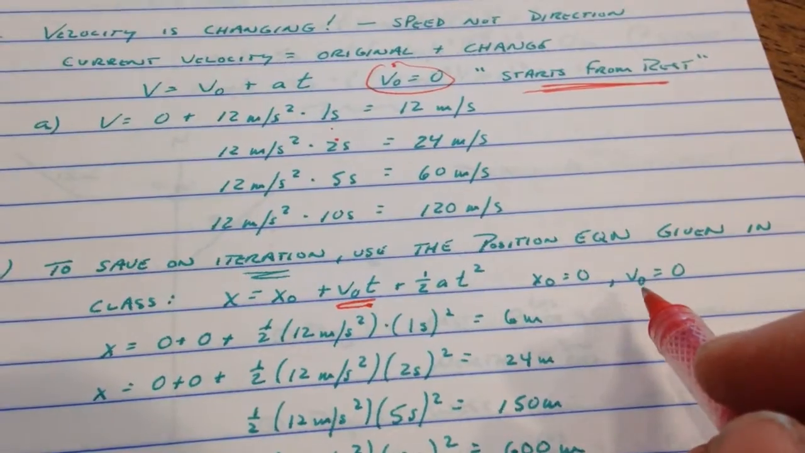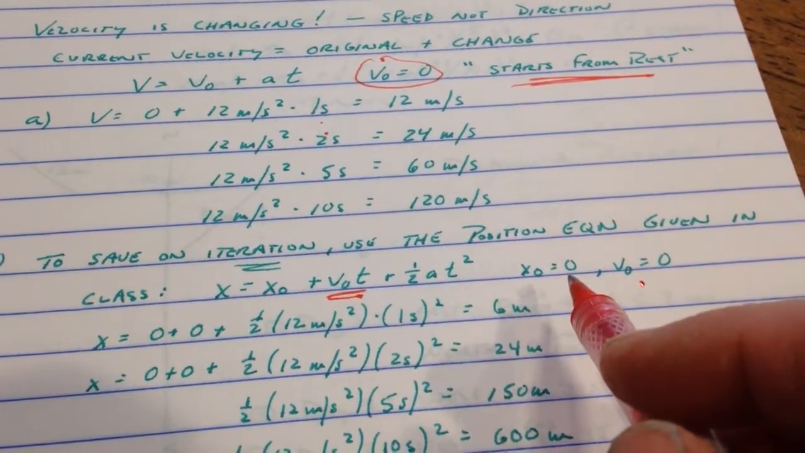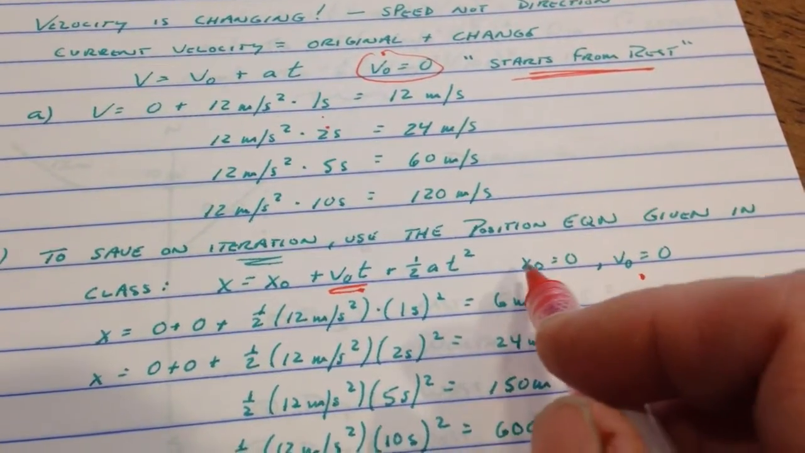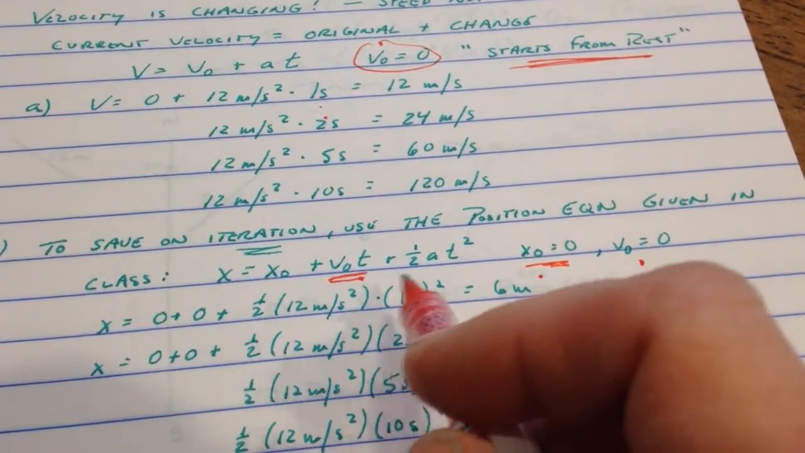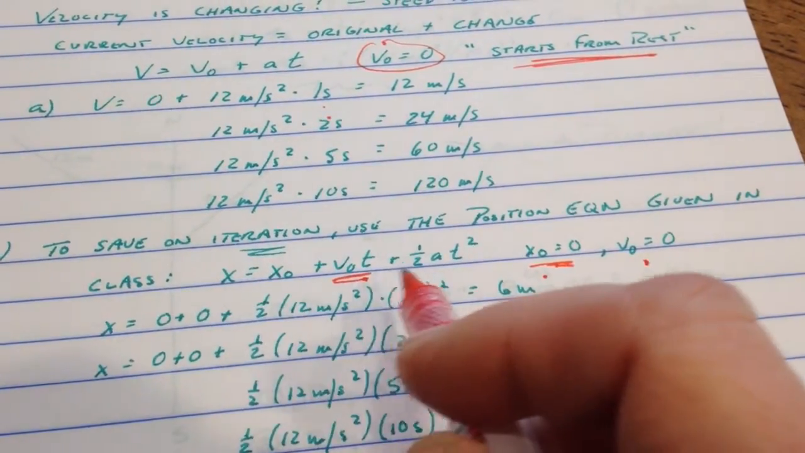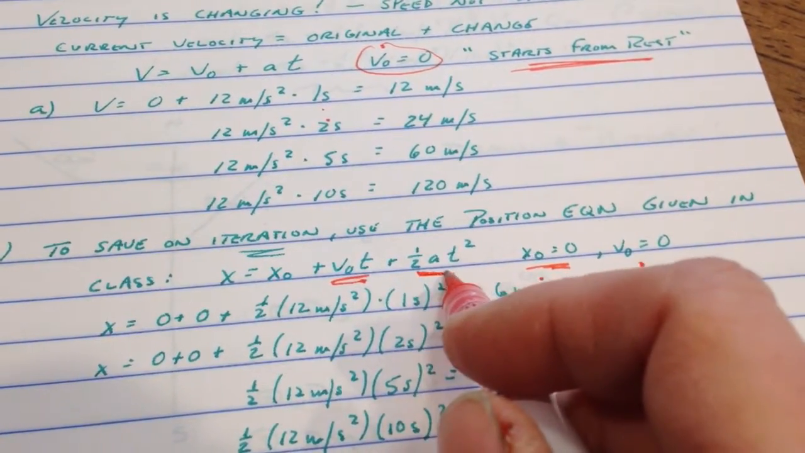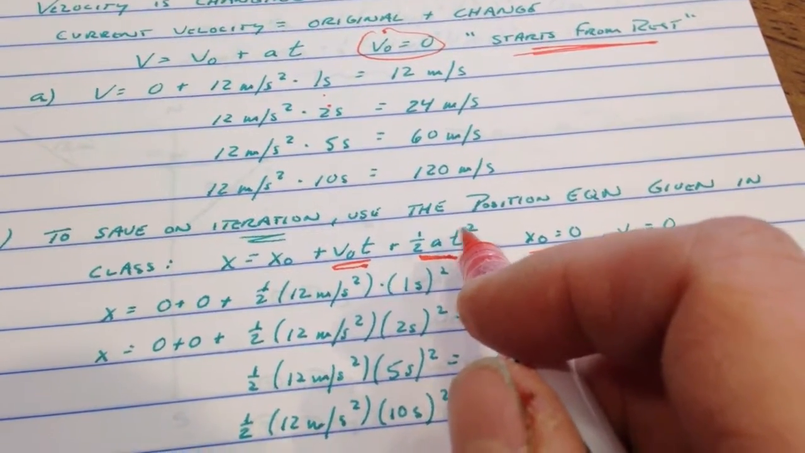Since the car is starting from rest, the original velocity happens to be 0, but sometimes, as we'll see further on, that's not going to be 0. The original position is going to be 0 as well, because that's a convenient way of having things drop out. The final portion of that position equation is 1/2 times acceleration times time squared.